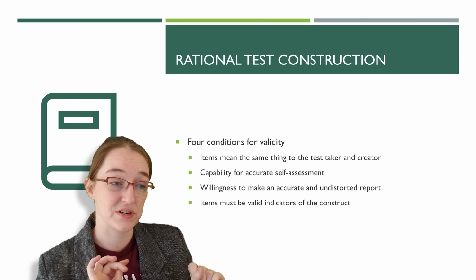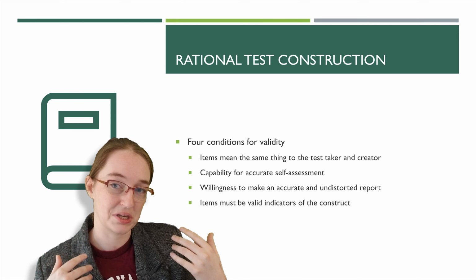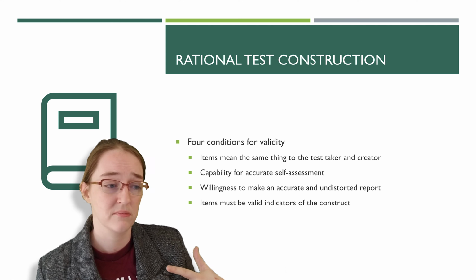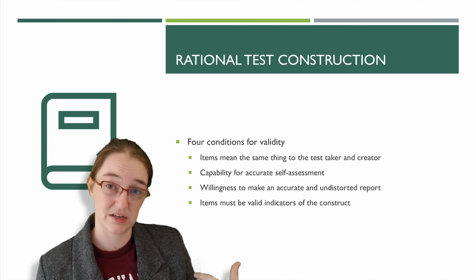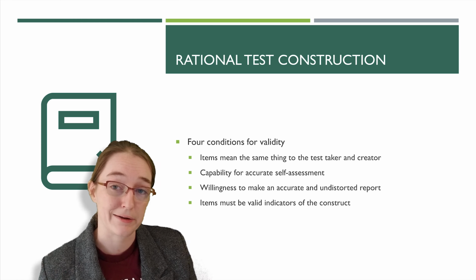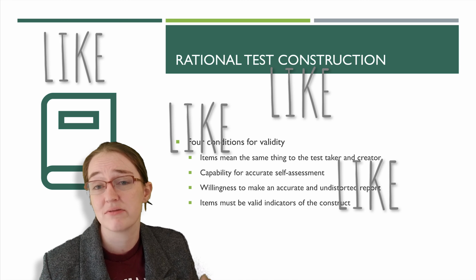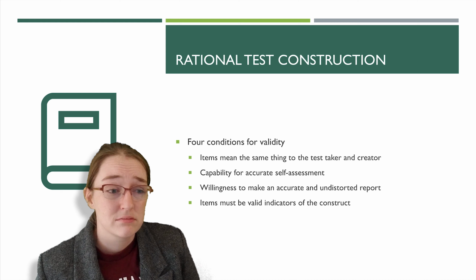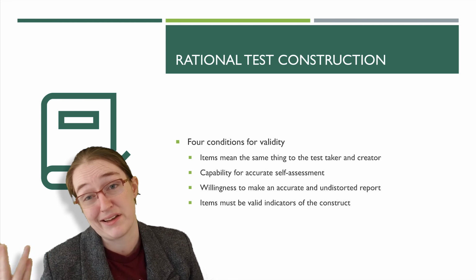So the items, all the questions, have to mean the same thing to you, the test maker, as to the test taker. So there can't be ambiguity between what you think they mean and what other people think they mean. You have to interpret them the same. So whatever you're trying to measure has to be capable of accurate self-assessment. So things that people tend to be optimistic about, like you have to be able to accurately assess the thing. And like likability, like having to self-report how likable you think you are, it's hard. That's probably more related to narcissism rather than like actual likability. So you have to be able to accurately self-assess.